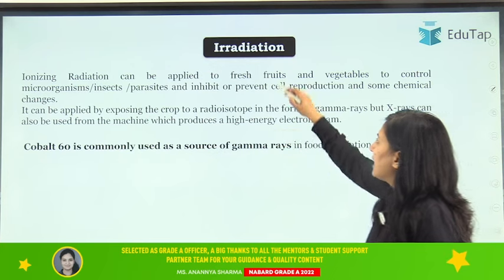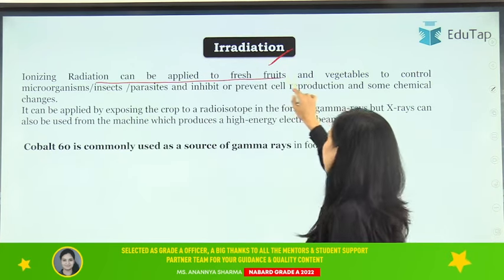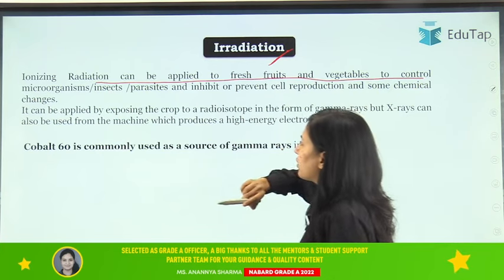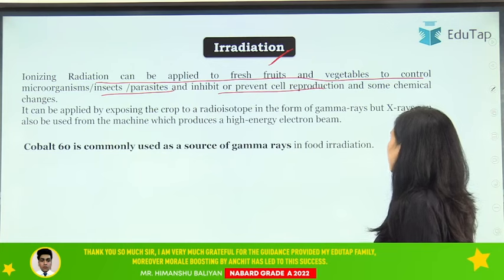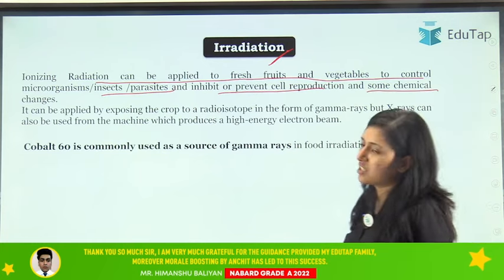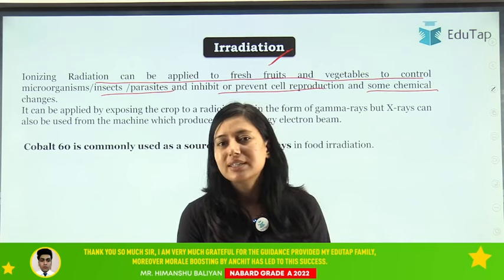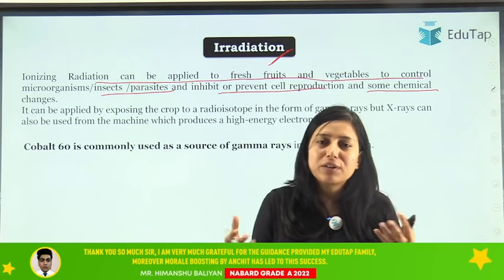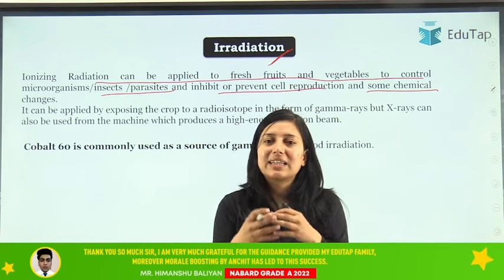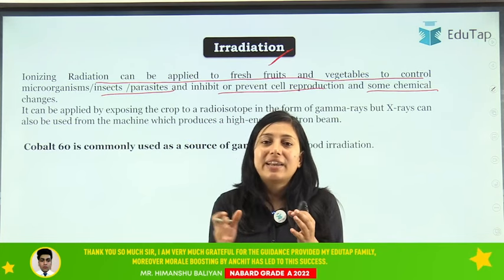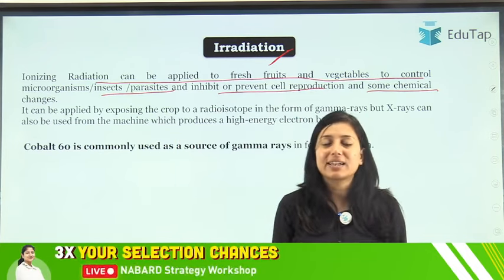Now next is irradiation. Sometimes ionizing radiation can be applied to fresh fruit and vegetables to control microorganisms, insects, parasites, and inhibit or prevent cell reproduction and some chemical changes. As I was telling you, we have to remove the pathogen also. So one of the ways can be irradiation, means we are applying radiation and that is killing the pathogen, insects. From this irradiation, it will kill the eggs, larvae, everything.